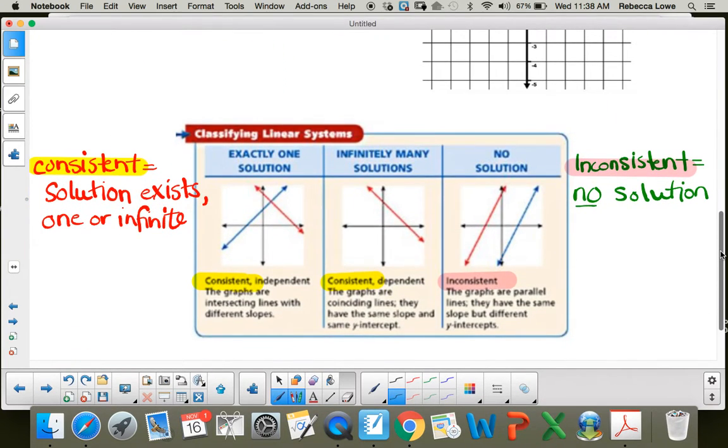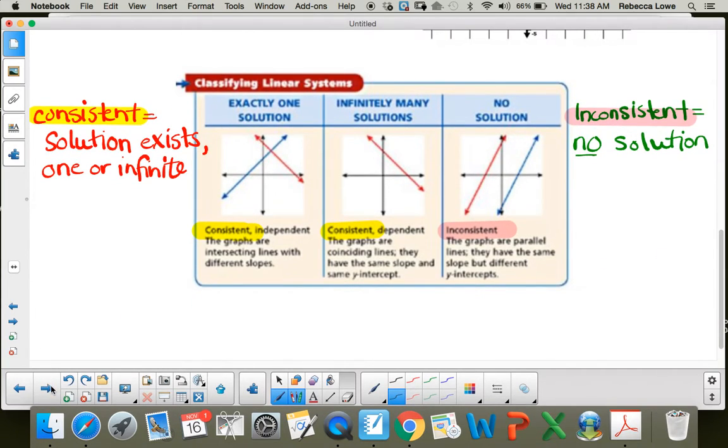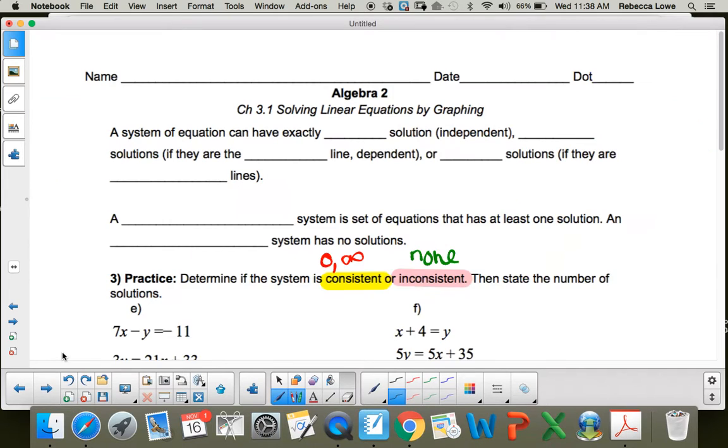Down at the bottom, you see this table. This table summarizes the 3 types of solutions. You can have 1, infinite, or none. If the system is consistent, it has either one solution or infinite solutions. So consistent means a solution exists. If it's inconsistent, that means there's no solution. That means the lines are parallel. So consistent, solution exists. Inconsistent, it does not.